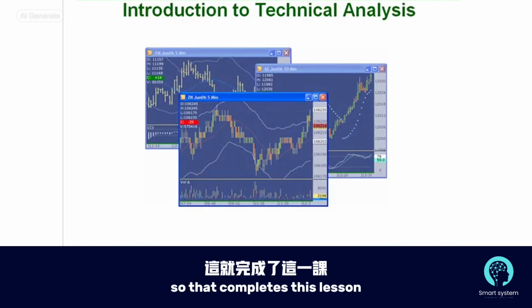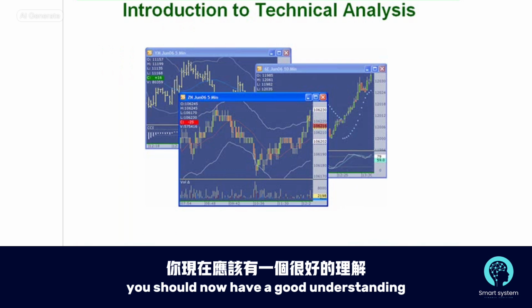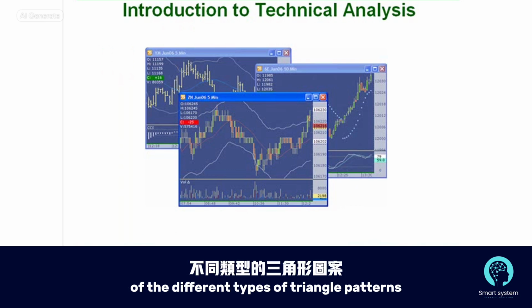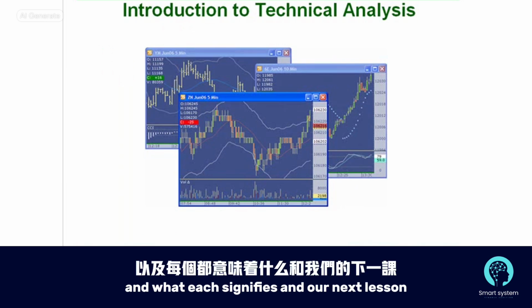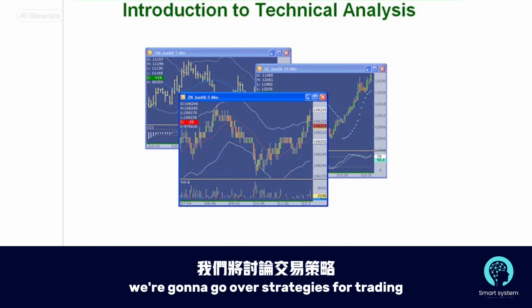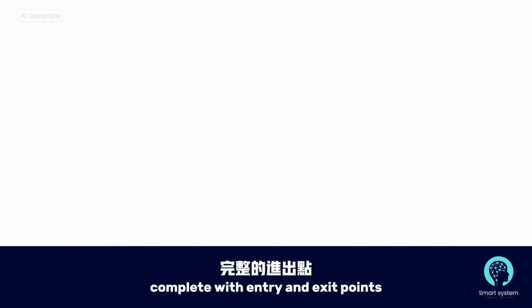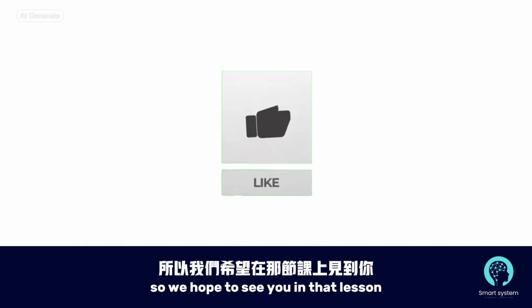So that completes this lesson. You should now have a good understanding of the different types of triangle patterns and what each signifies. In our next lesson, we're going to go over strategies for trading each of these patterns, complete with entry and exit points. So we hope to see you in that lesson.